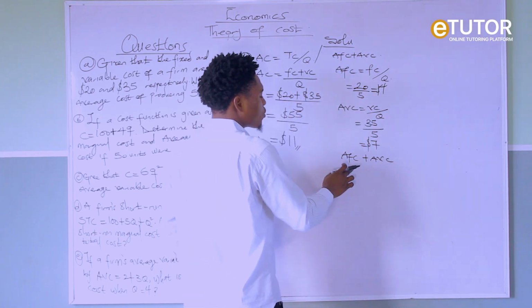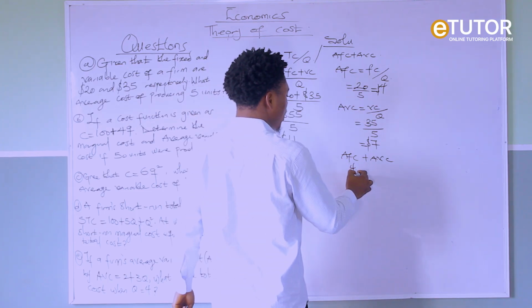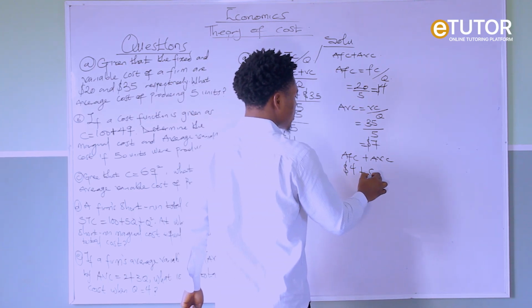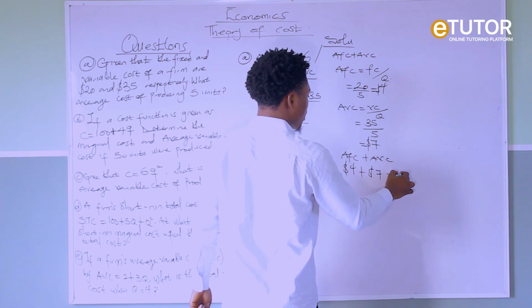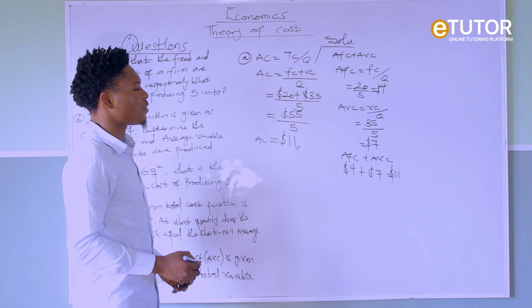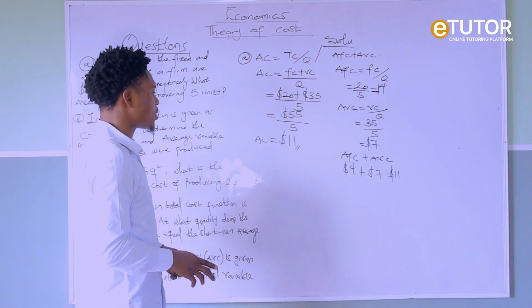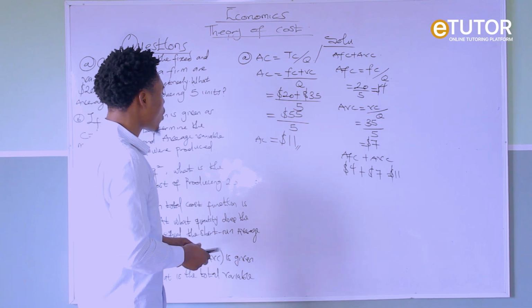So that means our average fixed cost plus our average variable cost is going to give us what? What's our average fixed cost? Our average fixed cost is $4, so we have $4 plus $7, and that will give us $11. So irrespective of the formula we are using, we are going to get the same value for our average cost.